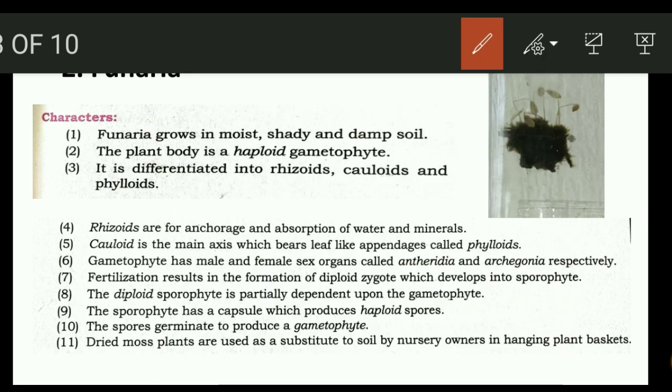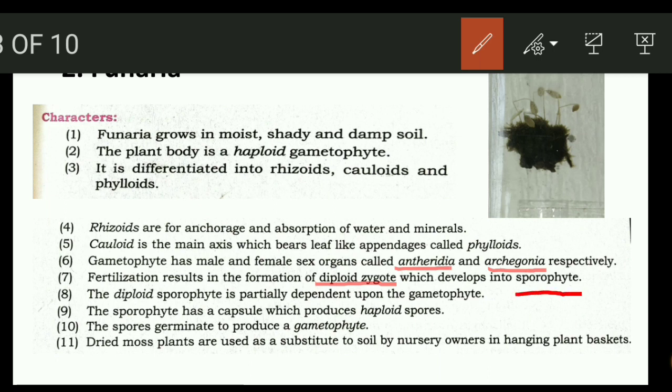Now, moving ahead, these male and female sex organs produce the gametes. The male and female gametes produced by antheridia and archegonia fertilize together to form a diploid zygote. Okay, this diploid zygote is a single cell. Zygote is a single diploid cell, so it multiplies mitotically to produce a sporophyte.